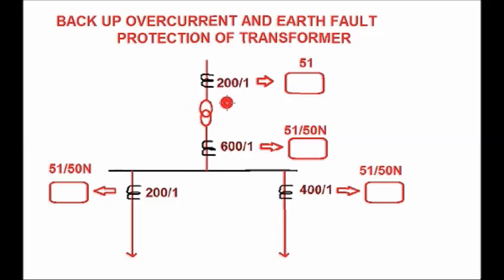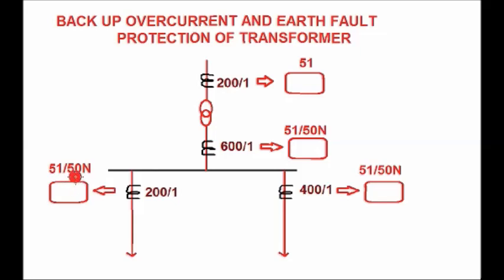Here the HV side CT and LV side CT have been shown, and it is connected to the 11 kV bus, and from the 11 kV bus the feeder is taken. The CT ratio for this feeder is 200 by 1, and the CT ratio for this feeder is 400 by 1. The overcurrent and earth fault relay is connected with this CT secondary circuit, and again from this feeder CT secondary circuit an overcurrent and earth fault relay is connected.